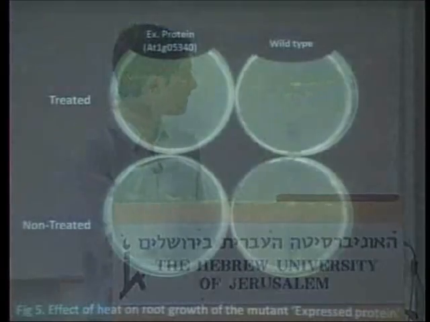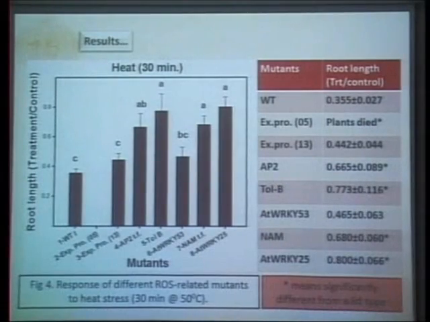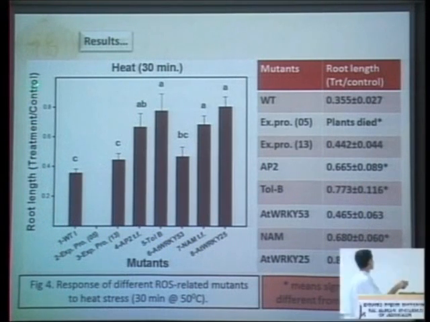Here, the relative values are the ratios of treatment versus control. Each one versus its own control. So if the growth at treatment is higher than the control, of course you will get a value of more than 1. So that infers it's tolerant.